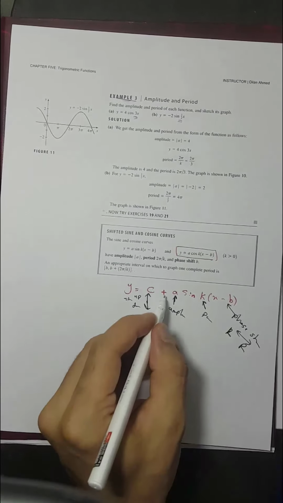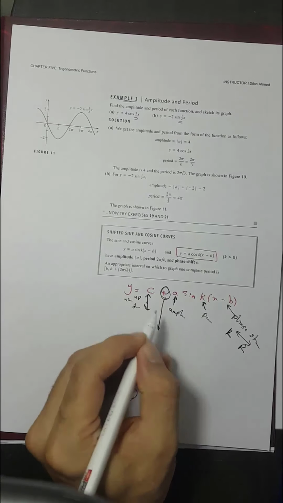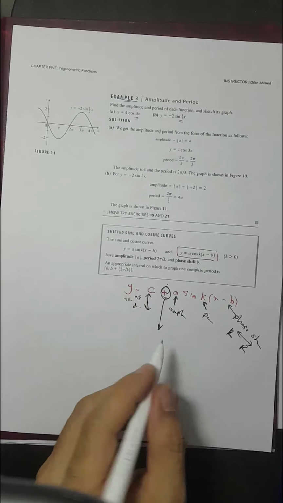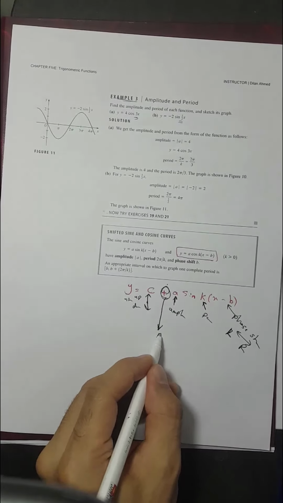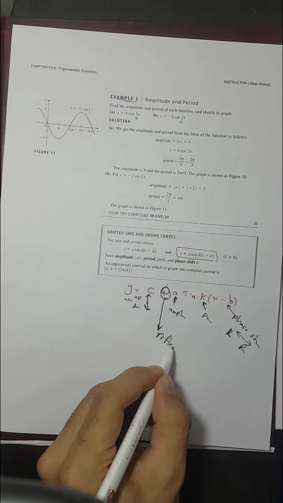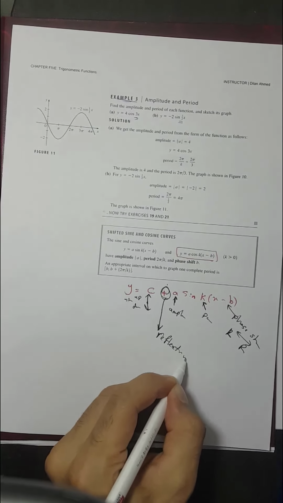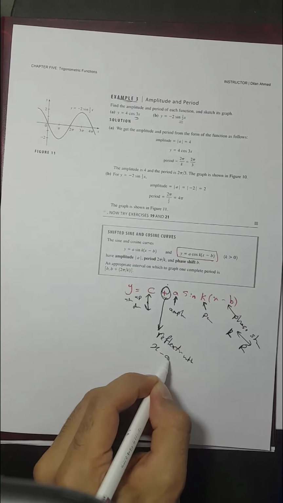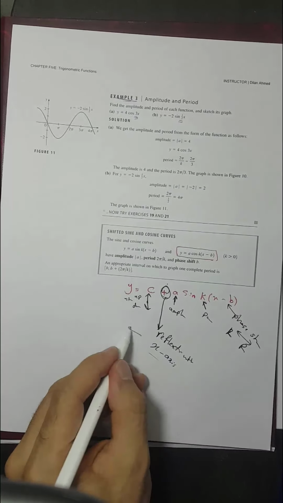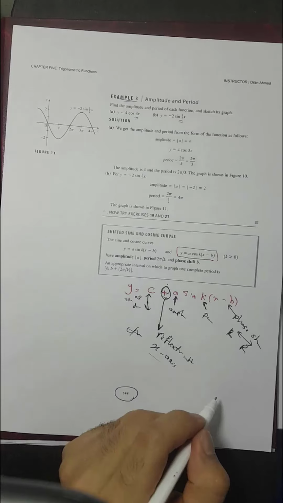Okay, and how about this one? Do not forget about this one. We have a negative sign, so it means reflecting with the x-axis, you know, meaning that here or like that.